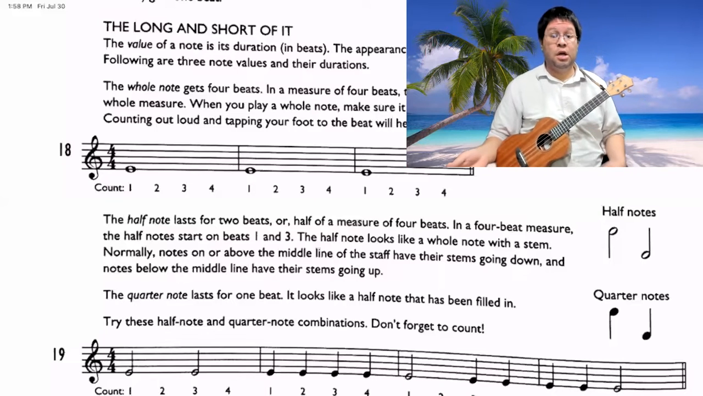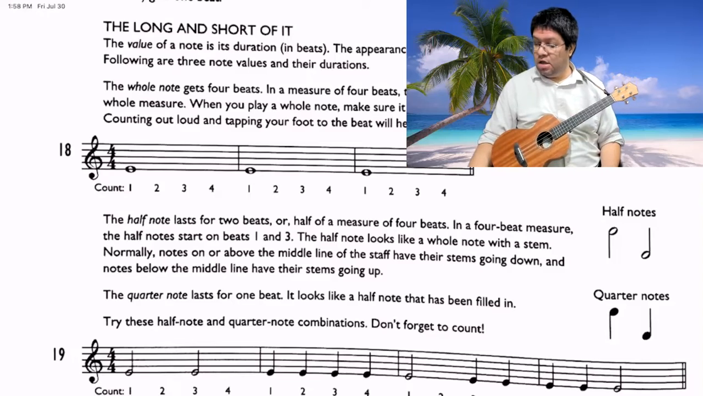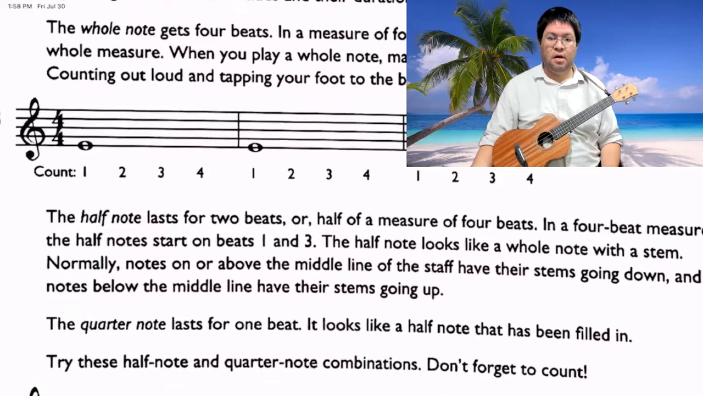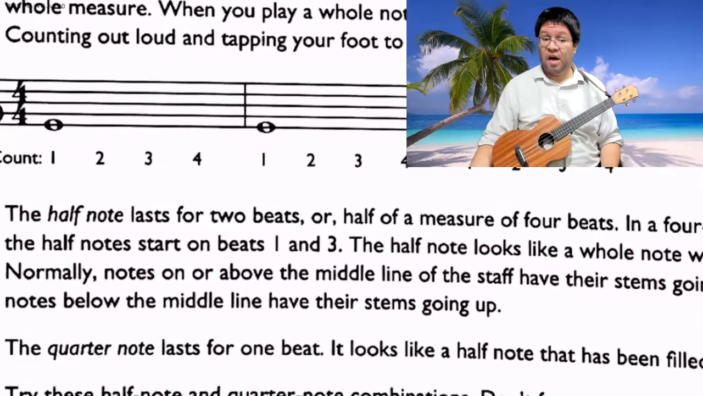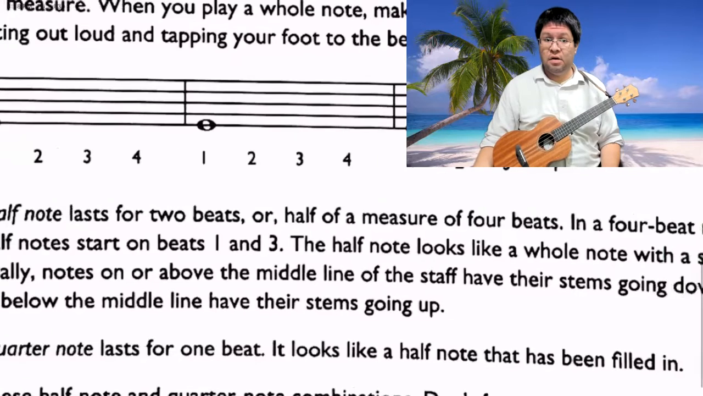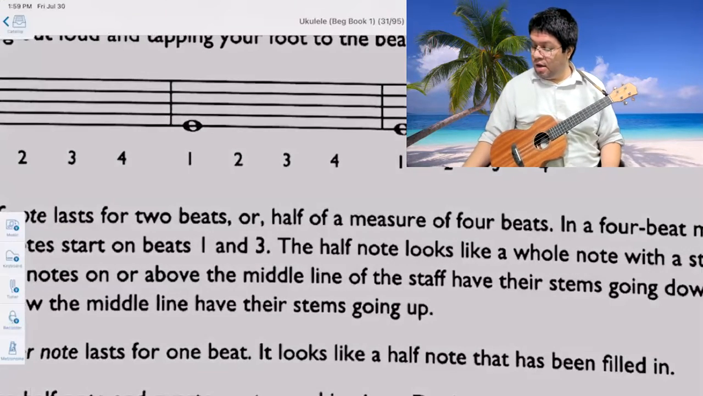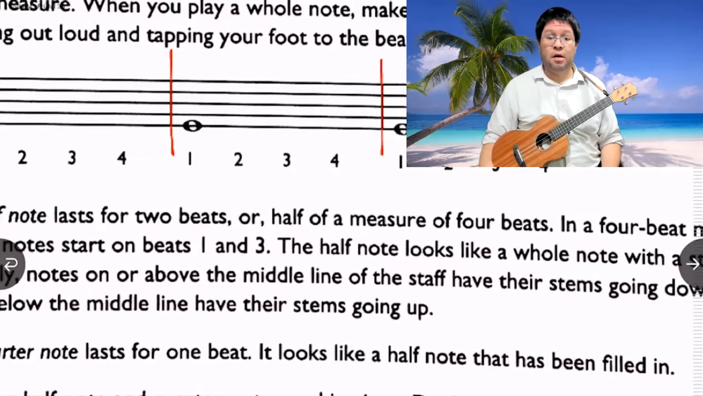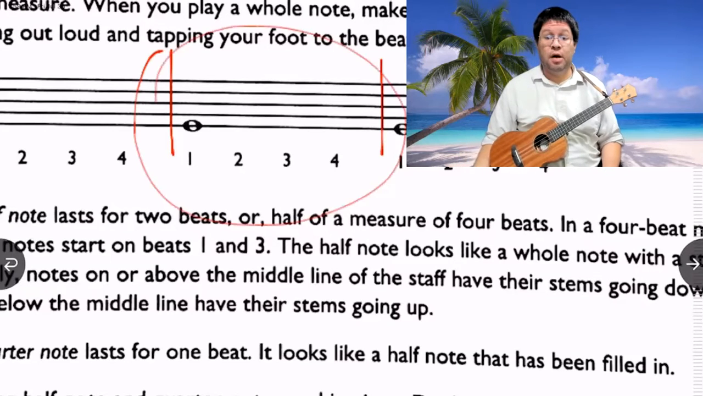As we can see here in the book on number 18, the measure is this little area here. Notice that we have five lines on the staff, and then the bar lines are these that run down and up. That's a bar line right there, and that's a bar line right there. The measure is in between the two bar lines. Think of it like a room with walls.